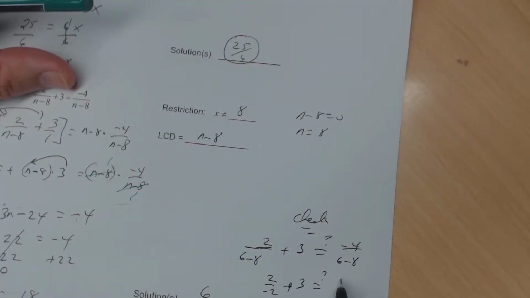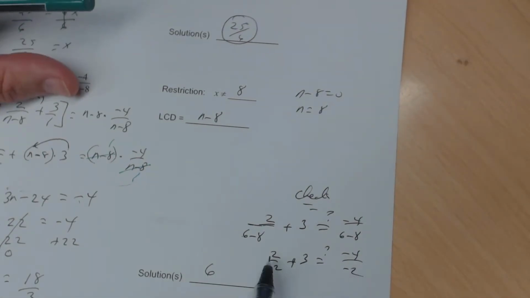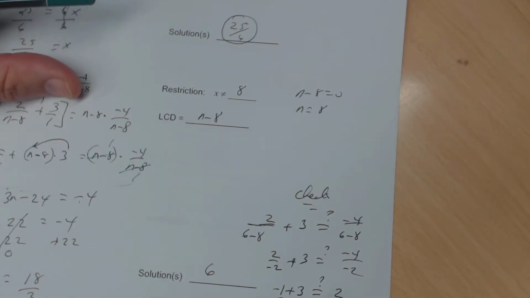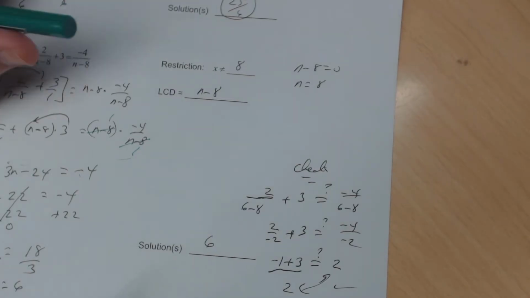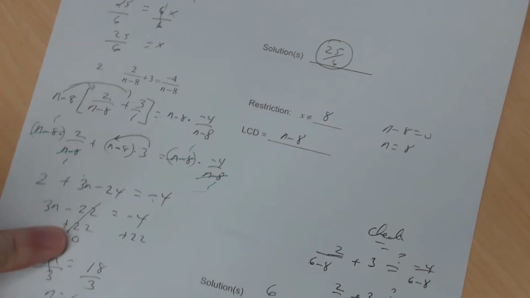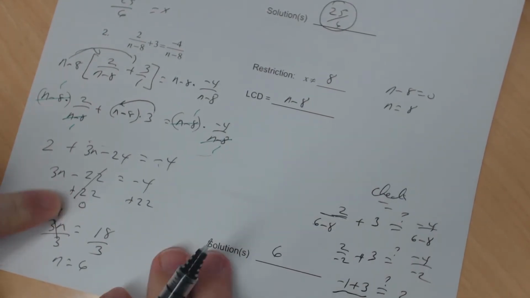And I want to see if that's going to equal negative 4 over negative 2. So 6 minus 8 is a negative 2. 2 divided by negative 2 is a negative 1, so I get negative 1 plus 3, and I want to see if that's going to equal 2. A negative 4 divided by a negative 2 is a positive 2. Negative 1 plus 3 is 2. So those do equal, so 6 works. Again, assuming that all this is correct, and this did not turn out to be your restriction, then that's your solution.